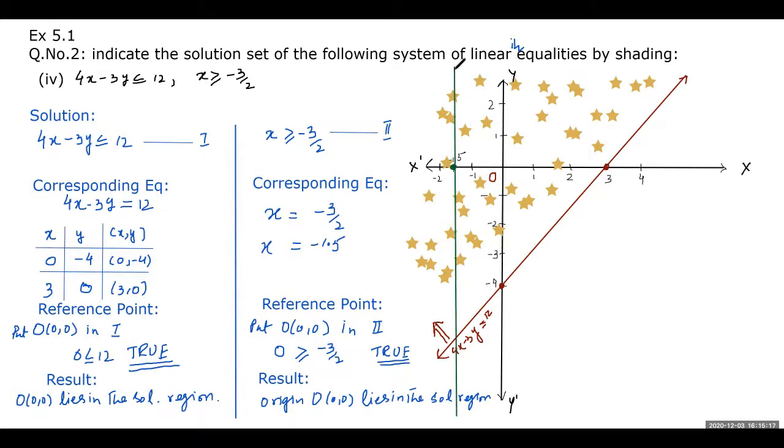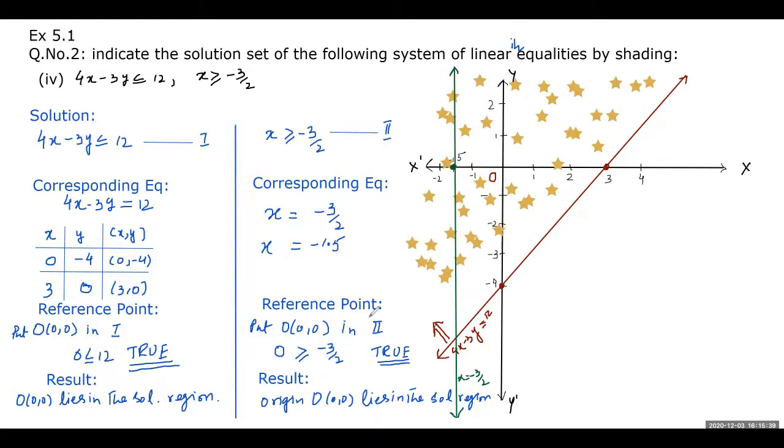Now I will put arrowheads on it. This is an arrowhead. This is an arrowhead. And now I will write the equation with it. The equation of this line is x is equal to minus 3 by 2. Now you can see this line has divided the whole graph paper into two parts.